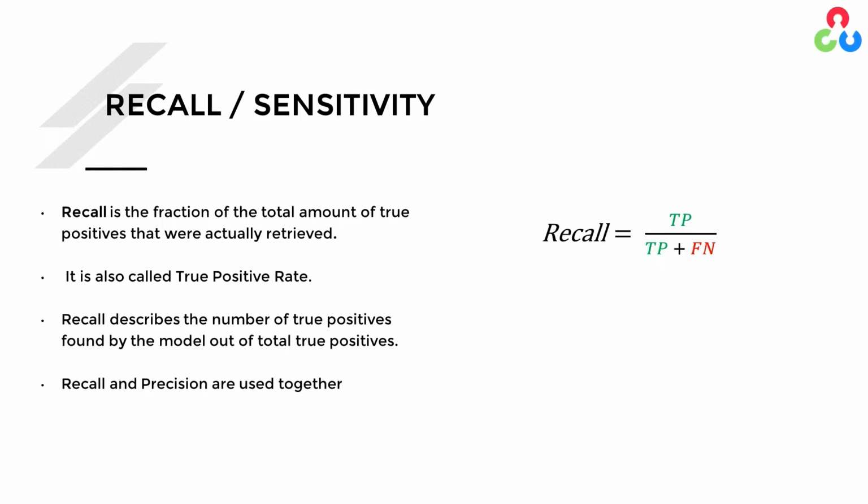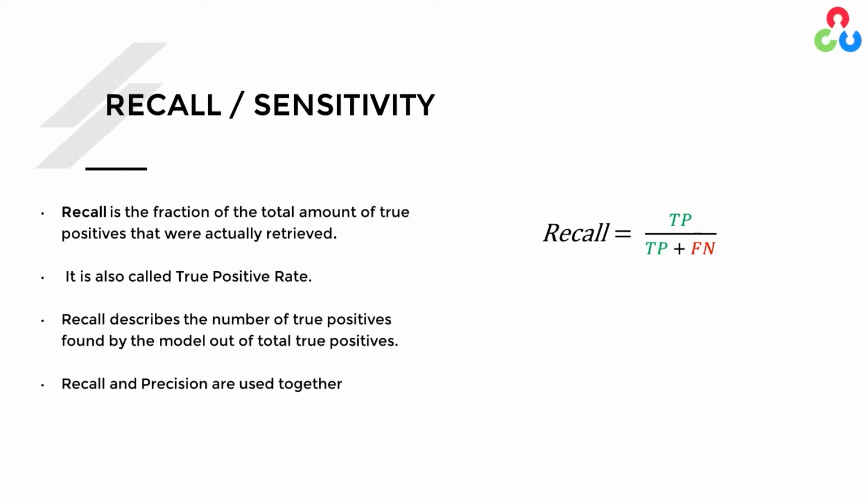Precision and recall are typically used together so that we can assess the quality of the system. And usually there is a trade-off. When we try to increase the precision, the recall tends to go down. And when we try to increase the recall, the precision tends to go down. We want both of them to be very good.